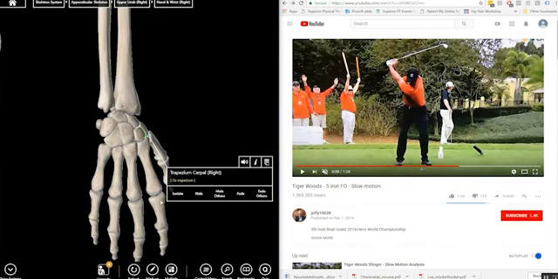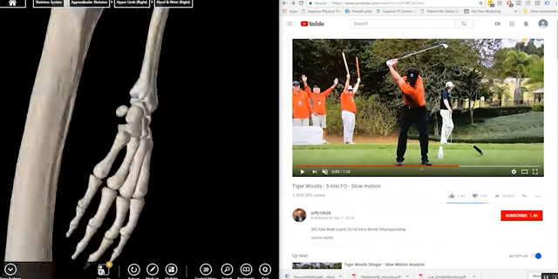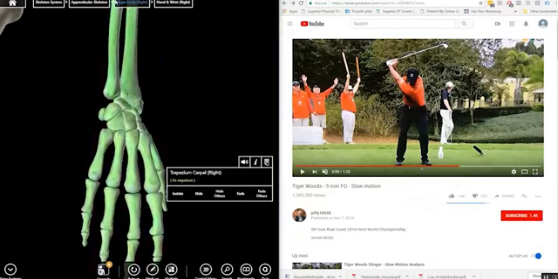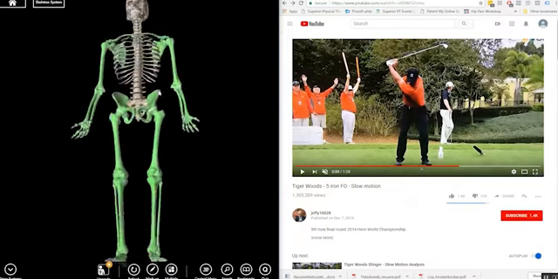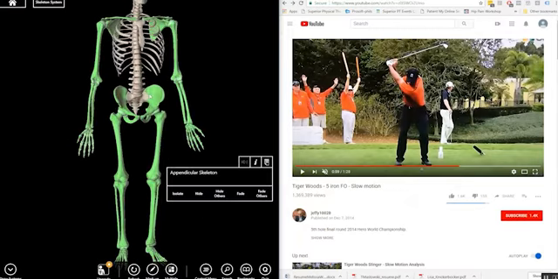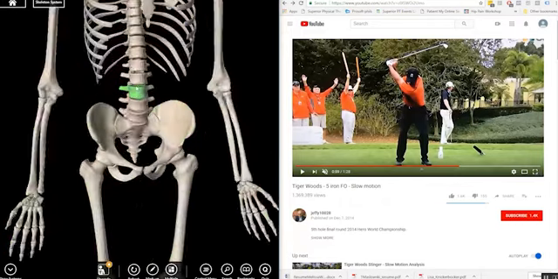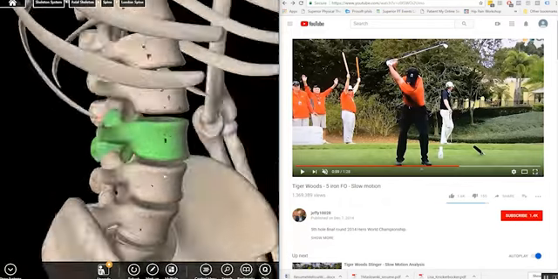Now, let's zoom out here if I can. Let's see if I can zoom out. And here we go. Now, the most common injury for a golfer is back pain, right? We've talked a lot about back pain.